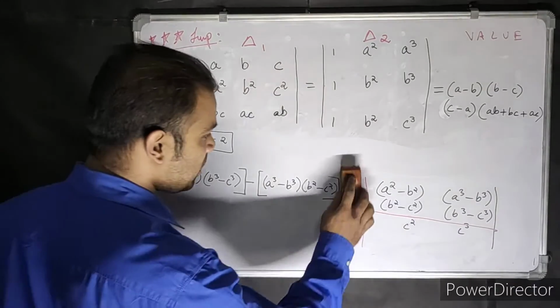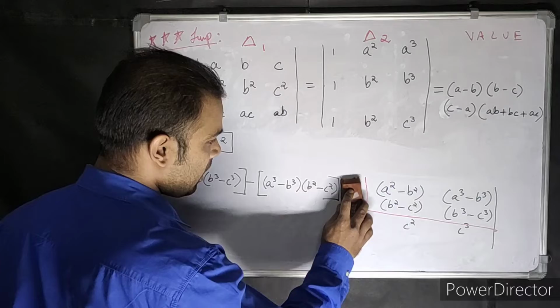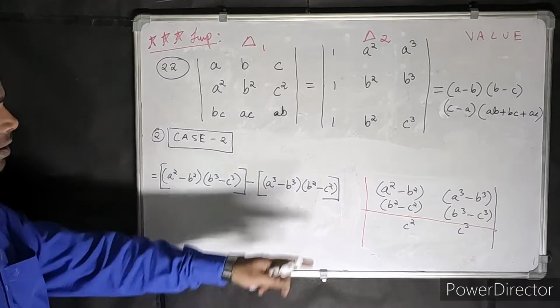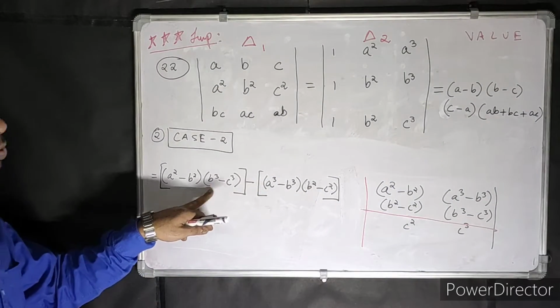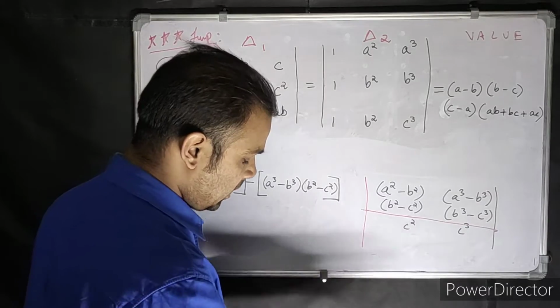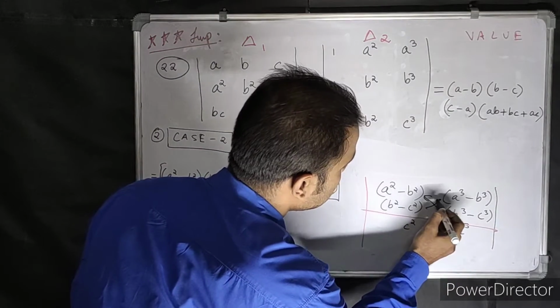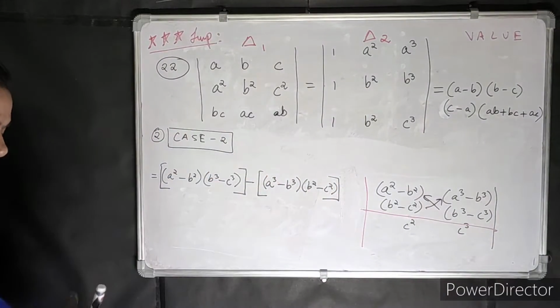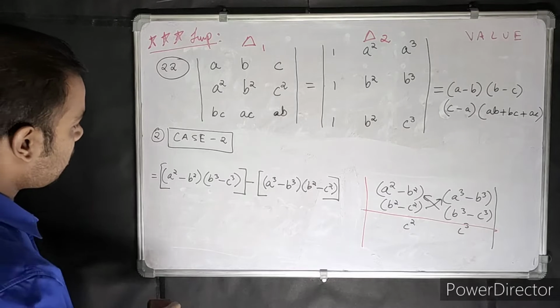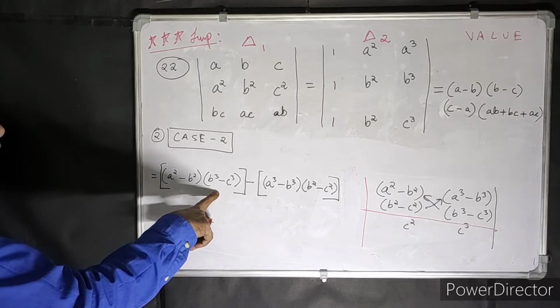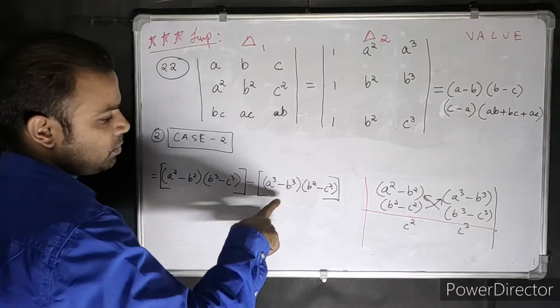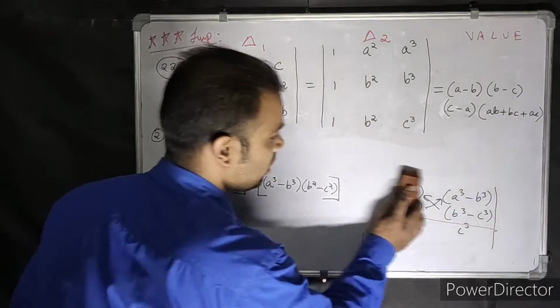Okay, let's rub this off. Now I don't need that. I have already multiplied. Let's check it once again. A square minus b square, b cube minus c cube. Yes, that is correct. This got multiplied with this and this got multiplied with this. So if I do that, then I am getting the correct answer. A square minus b square into b cube minus c cube and a cube minus b cube into b square minus c square. Let's rub it off.